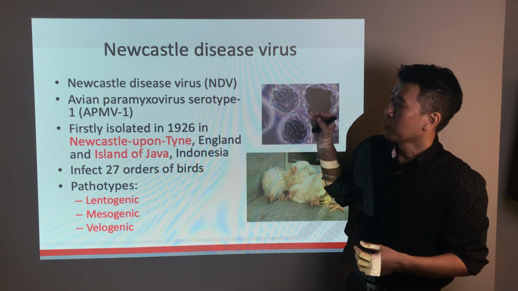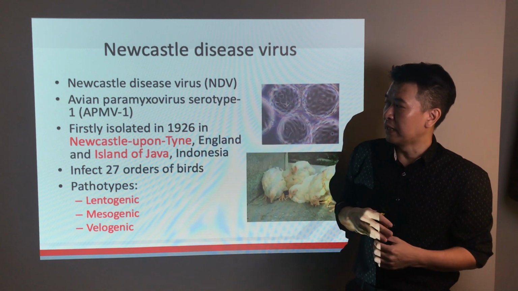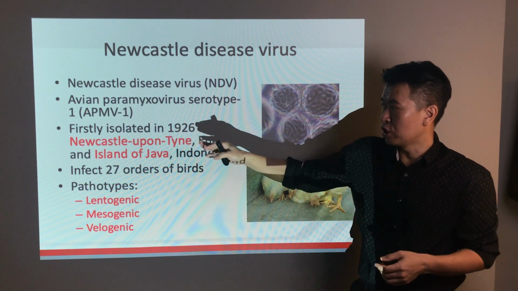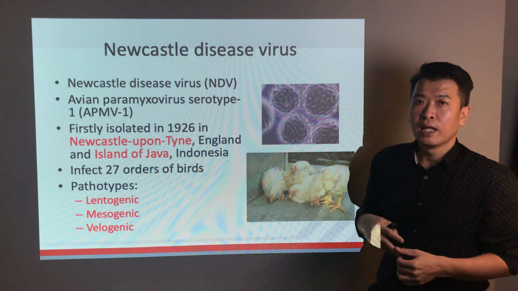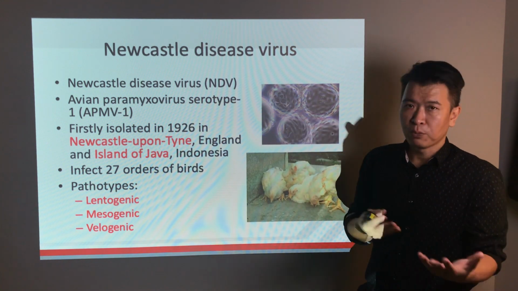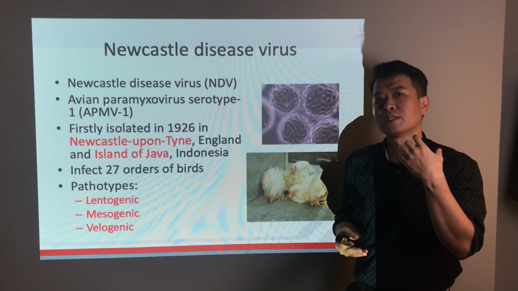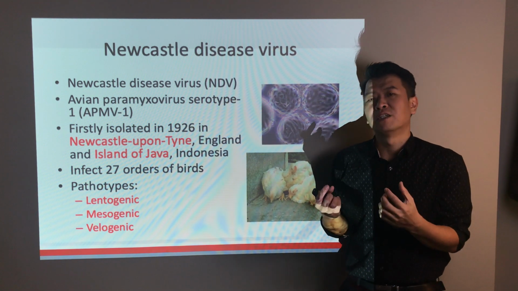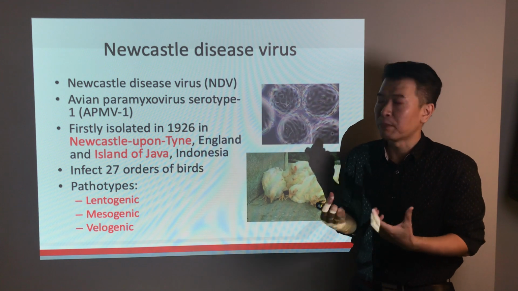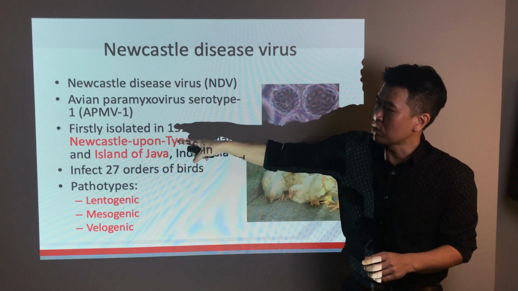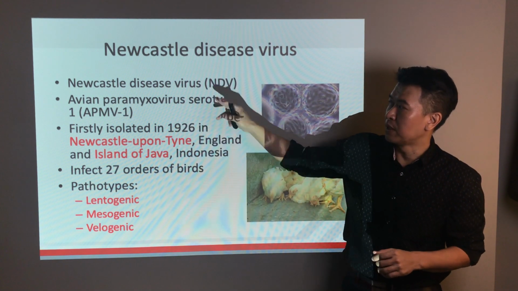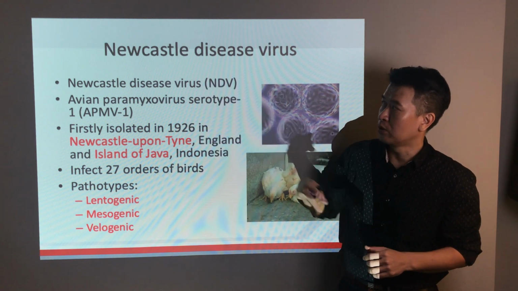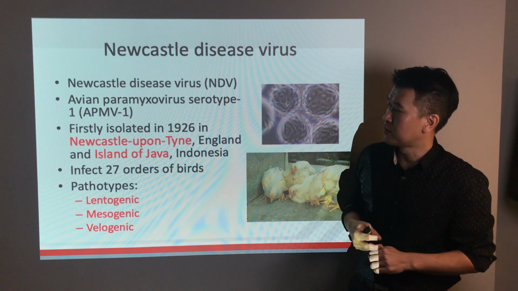Alright, so the virus was first isolated in 1926 in Newcastle upon Tyne. Like I mentioned in the previous lectures, in the old time when we named the virus, we always named the virus based on where the virus was first isolated. So in this case, Newcastle upon Tyne is where the virus was located. So it's called Newcastle disease virus.